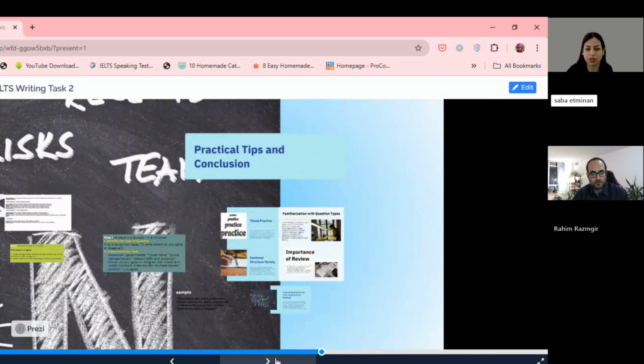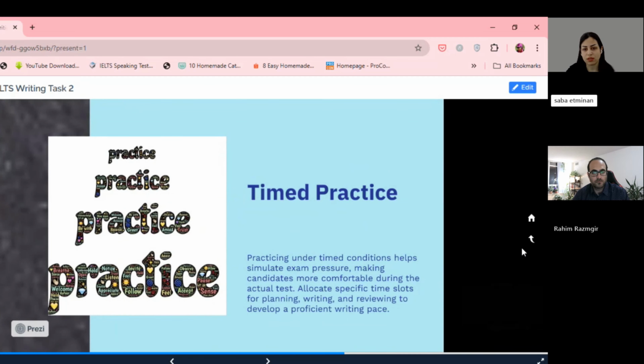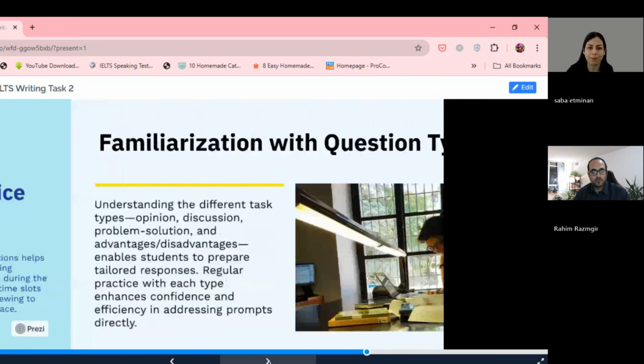Now, practical tips. Of course, timed practice. Practicing under timed conditions helps simulate exam pressure, making candidates more comfortable during the actual test. Allocate specific time slots for planning, writing, and reviewing to develop a proficient writing pace. This is very important to do before the exam.